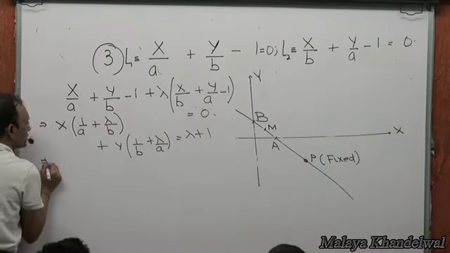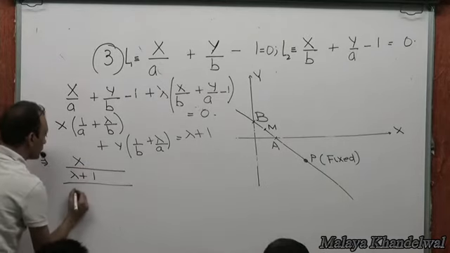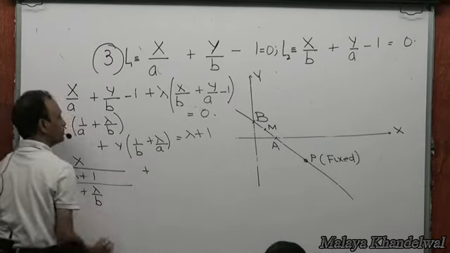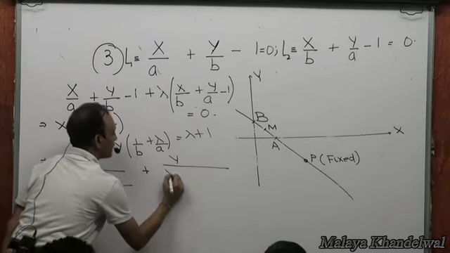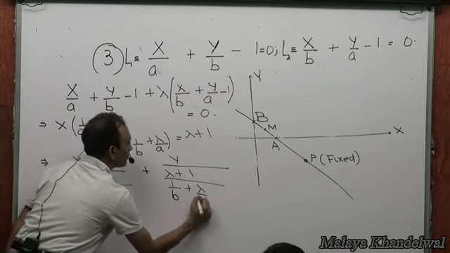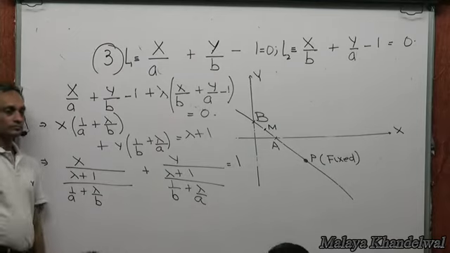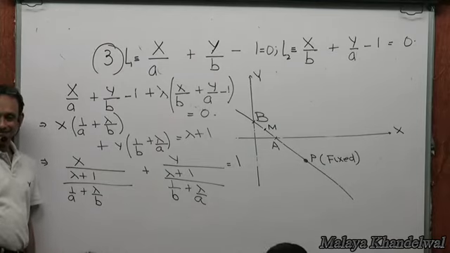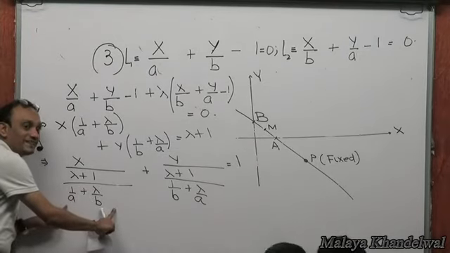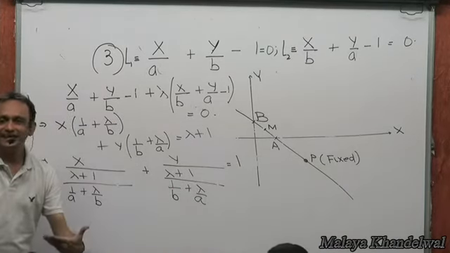So this then can give me x divided by lambda plus 1 divided by 1 by a plus lambda by b, plus y divided by lambda plus 1 divided by 1 by b plus lambda by a, equal to 1. Yes or no? That's the equation of this variable line. This will give me the x coordinate of A, the x-intercept. This will give me the y-intercept B of this variable line. Yes or no? Yes, sir.